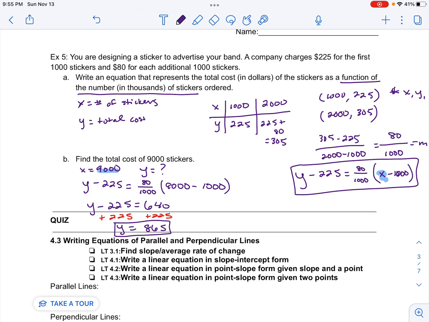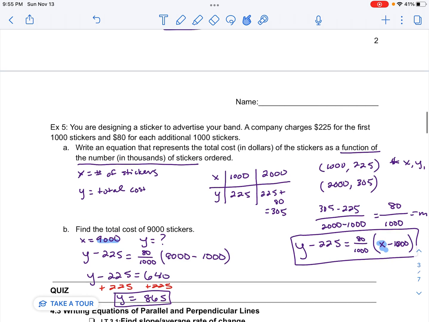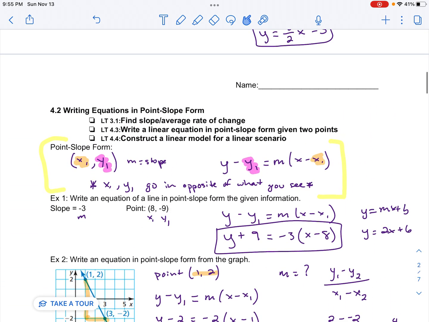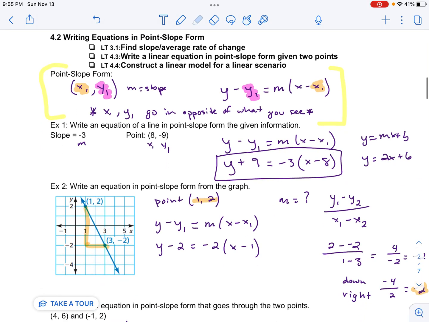So just using that point slope form, just reiterating here. x1, y1, we need a point, and we need our slope. Our equation is y minus y1 equals m times x minus x1. The x1 and y1 go in opposite of what you see. If you don't already have this formula on your frame, make sure you do. Also, make sure you have the slope formula on there. I know we talked about it in section 4.1, but just make sure you have your slope formula on there. It is vital in order to write your equations.